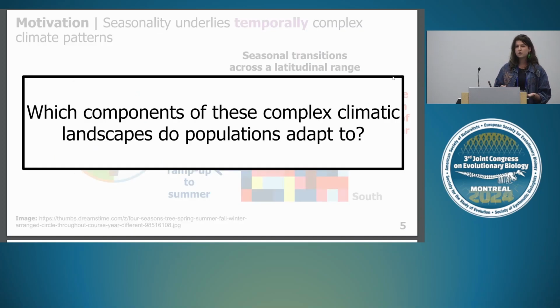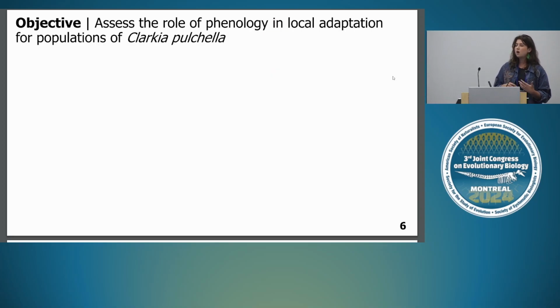And so with all of this, and understanding that sometimes climate will not align with a proxy such as latitude, it made me ask which components of these complex climatic landscapes do populations actually adapt to. So I examined the role of flowering time in populations of Clarkia pulchella as an indicator of possible local adaptation. And to do this, I asked 3 questions, all of which build on each other to answer this question.